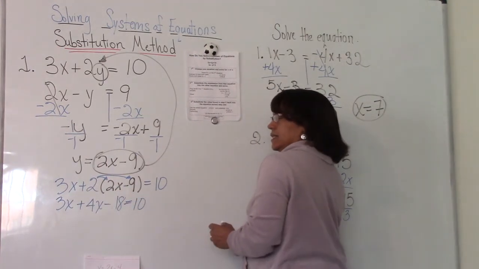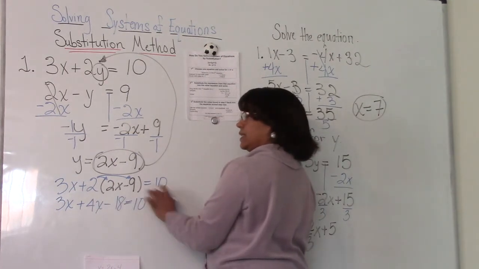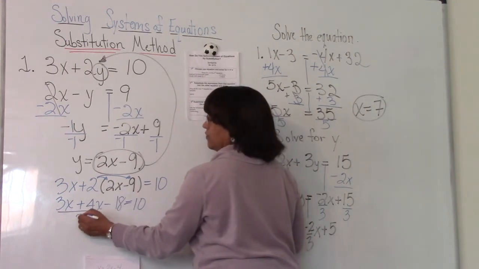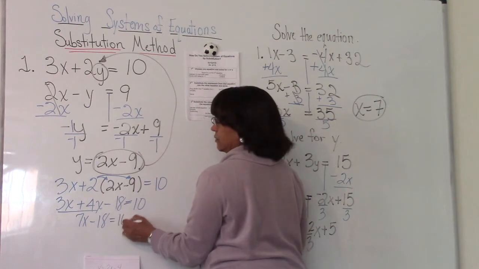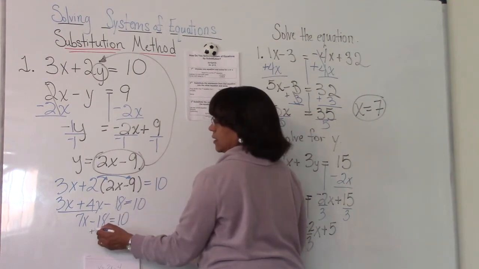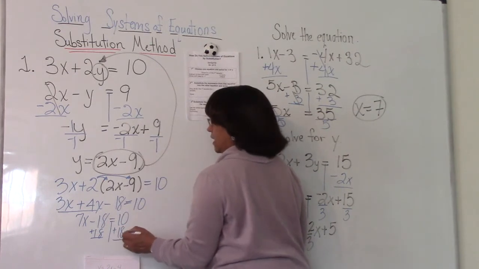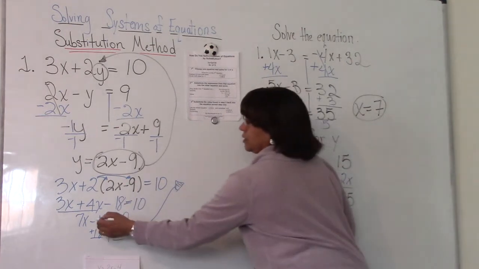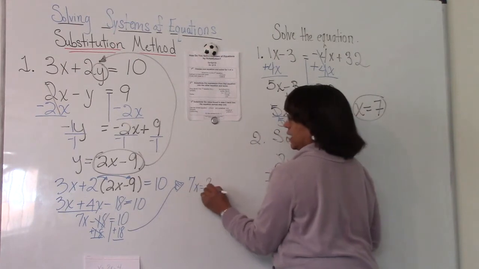Now we combine our like terms. Because 10 is on the other side of the equal sign, we don't multiply 10 by 2. We only multiply what's in parentheses by 2. 3 plus 4 is 7 minus 8. So 7x minus 18 equals 10. We're solving for x, so we're going to add 18 to both sides of our equation. Undo the subtraction. We have 7x is equal to 28.